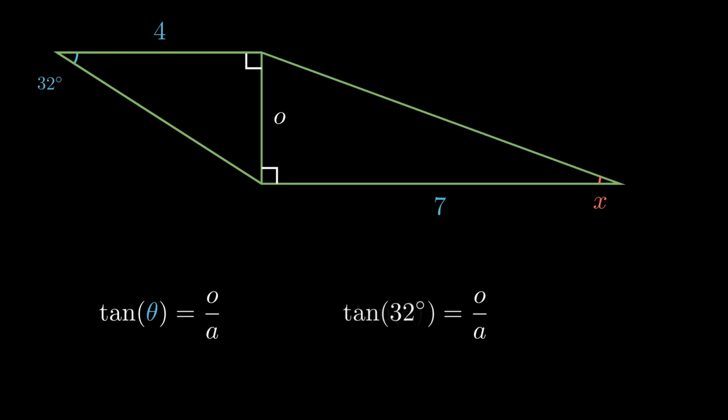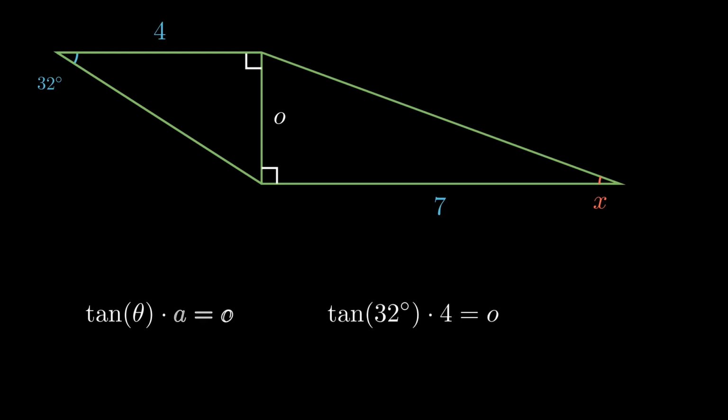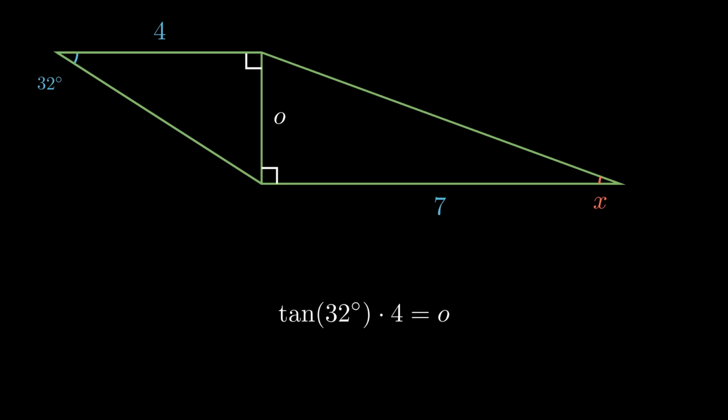So we're going to duplicate that function. We're going to insert the 32 degrees. We're going to insert our known adjacent side, which is 4. And then we just have to solve the equation. Basically, multiply by A on both sides, the adjacent side. When you multiply and divide by the same thing, it cancels out. You can scratch away those A's and they're gone. Then we do the same thing on the other side. Now we have the formula tan of 32 degrees times 4 is O, the opposite side.